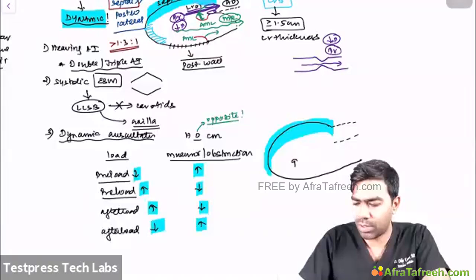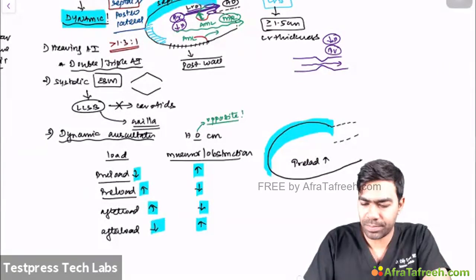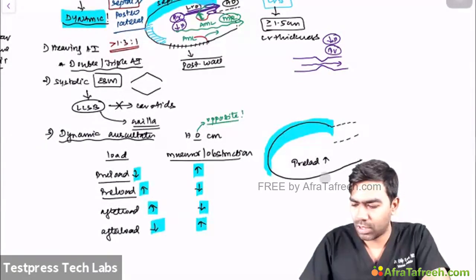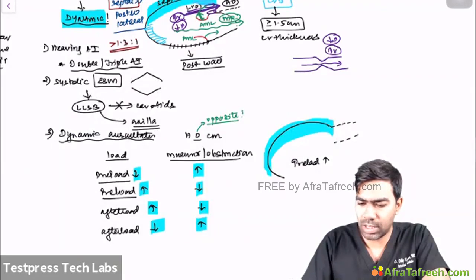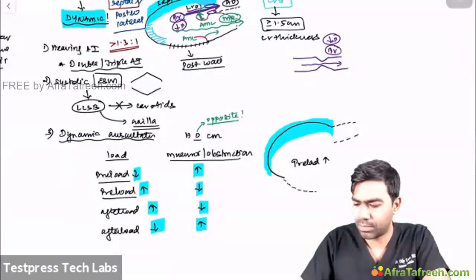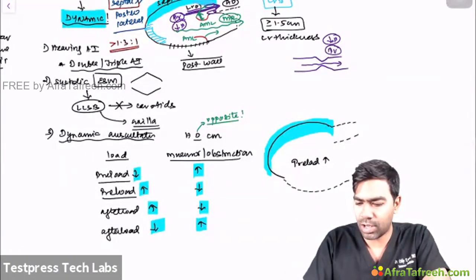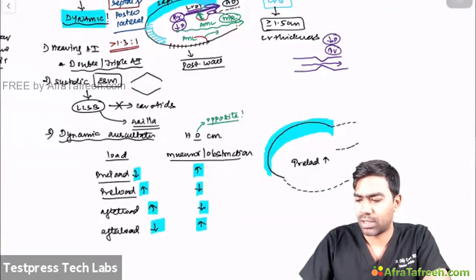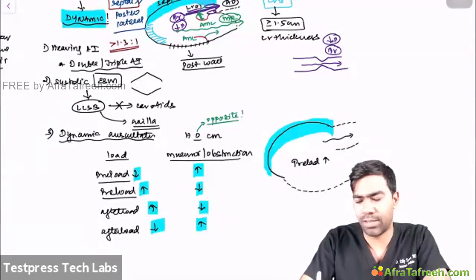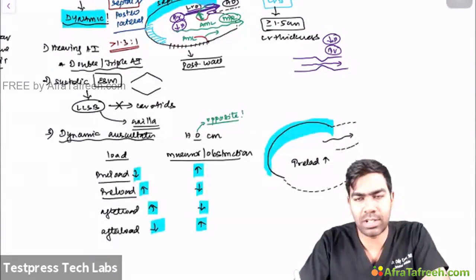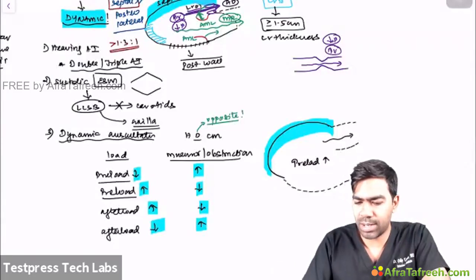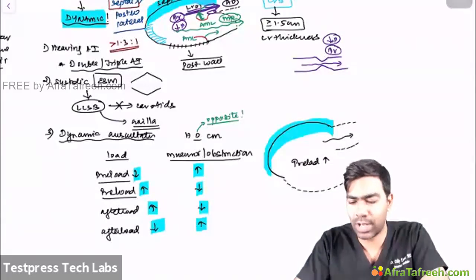Suppose your preload is increased in this situation. The volume of the left ventricle will increase, so that your aortic orifice also will come out a little bit like this, which means the obstruction is actually relieved. So your blood can move easily. The obstruction is less, so the murmur will reduce. And this same principle is important for understanding the risk of death as well.